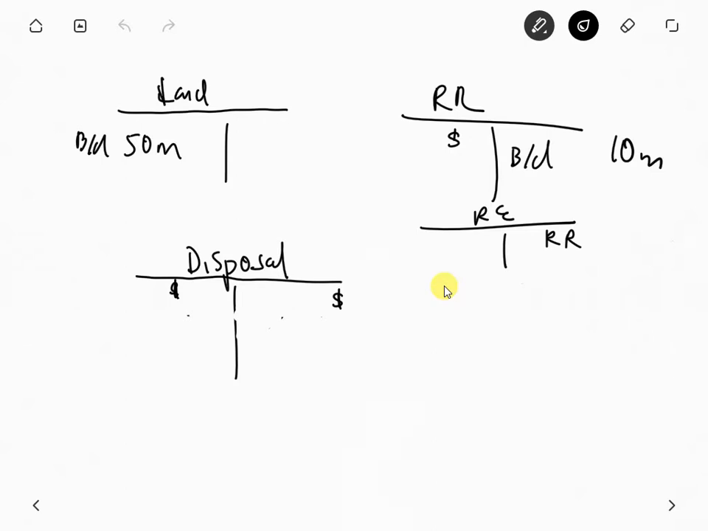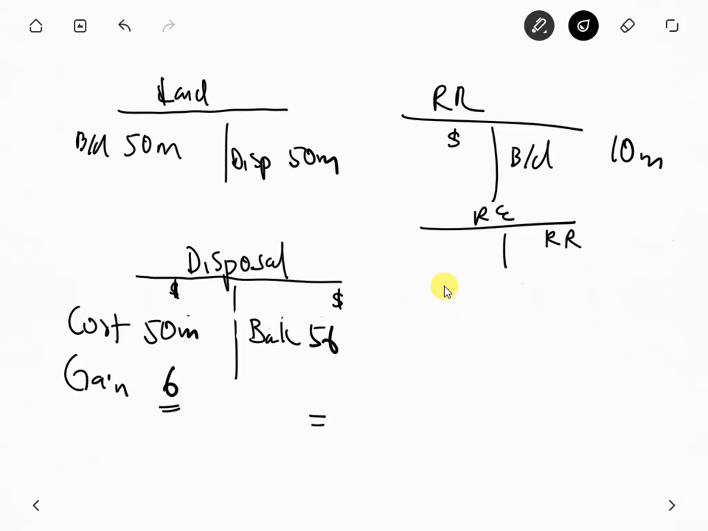Let's try step 1. Disposal. Step 2, accumulated depreciation. Land we do not have accumulated depreciation. So step 3, 56. I make a gain of 6. Already sold, no more land. What happened to my RR? Transfer to RE 10. Done. RR 0, RE will be 10. Now I can declare dividend. Already sold, already profit, already made. Realized. Is it okay?